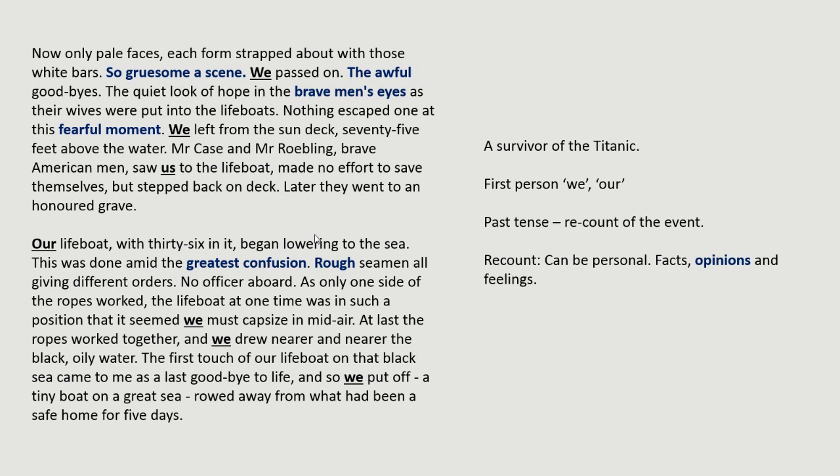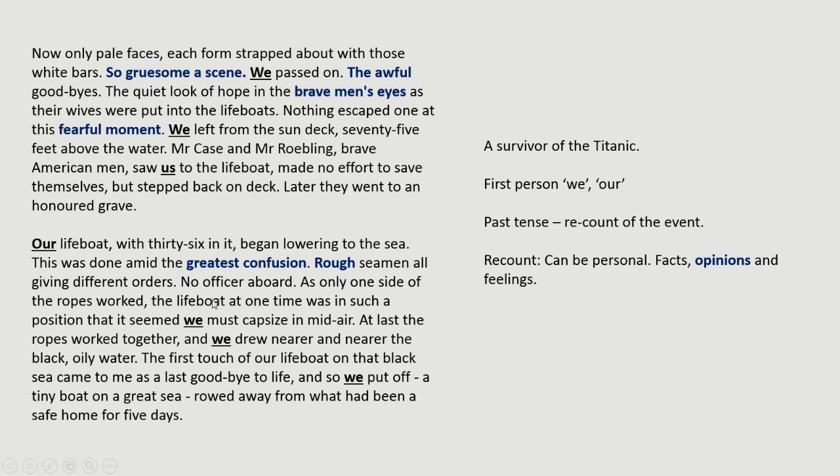Okay? The awful goodbyes. Awful, again, is their opinion. We agree it probably was awful. It's still an opinion. Brave men's eyes, so the men were putting the wives and children on the boats first. Fearful moment. Greatest confusion and the rough seaman.